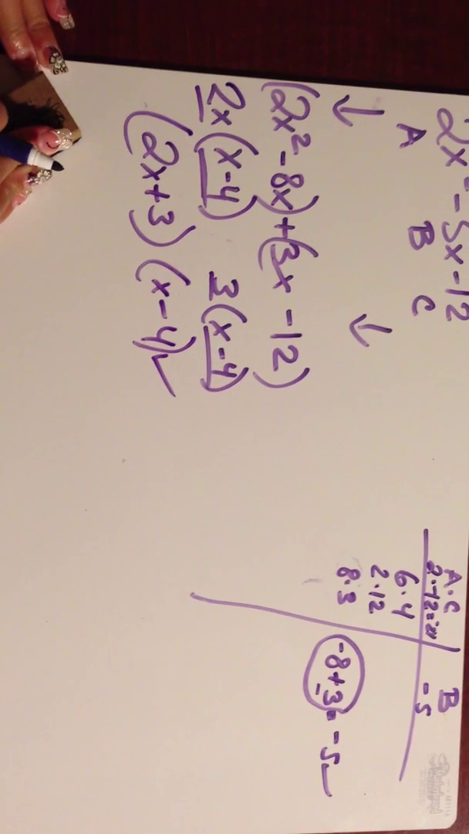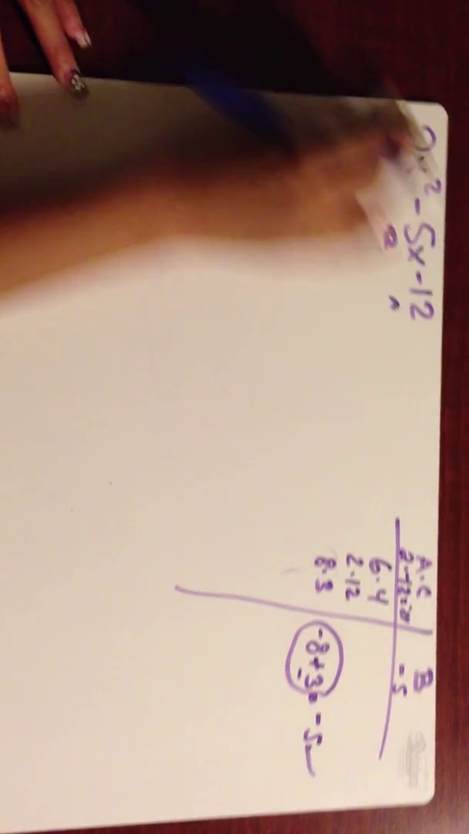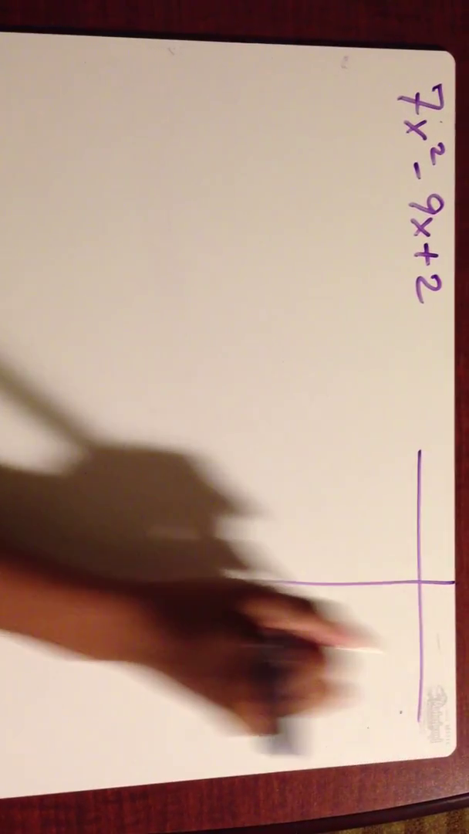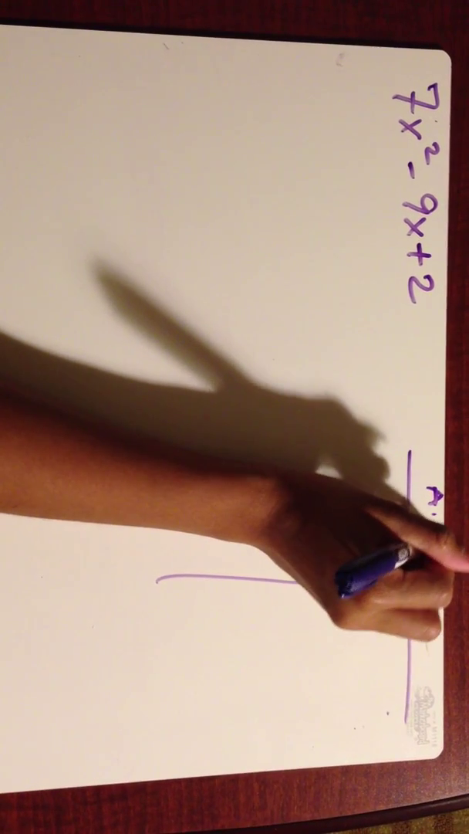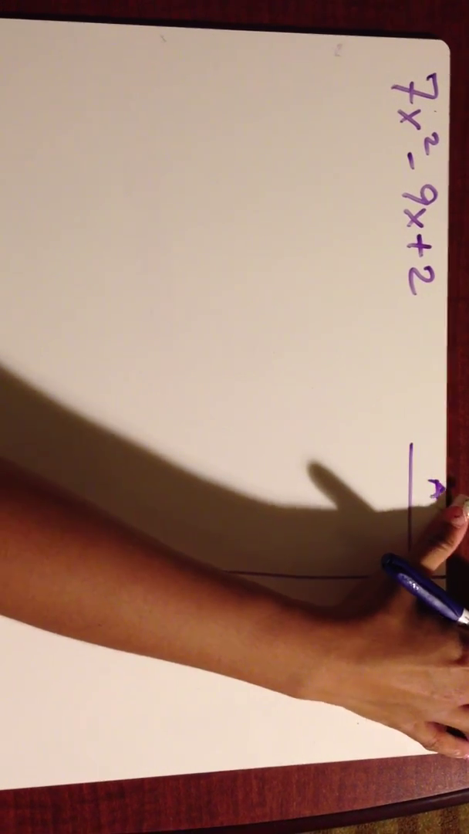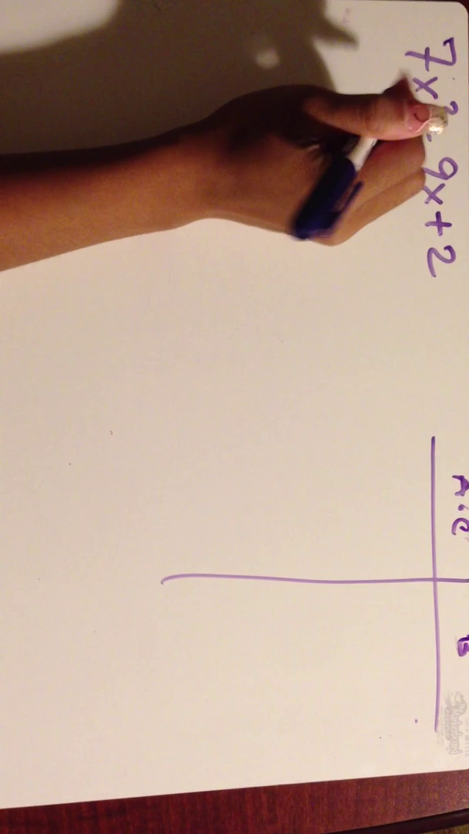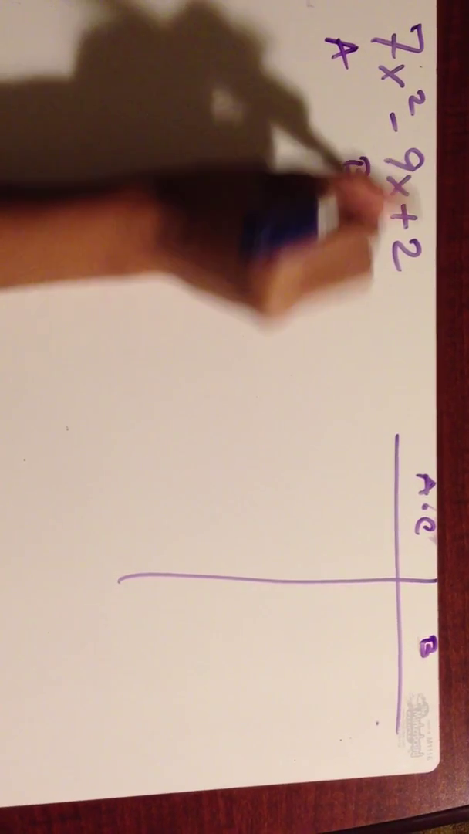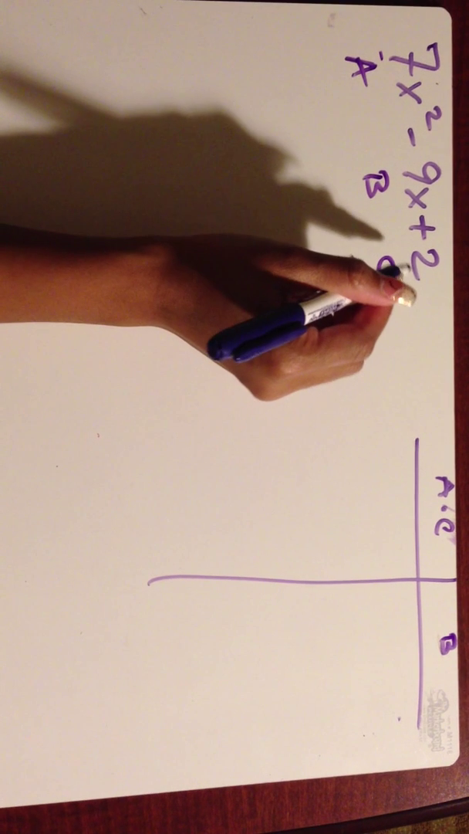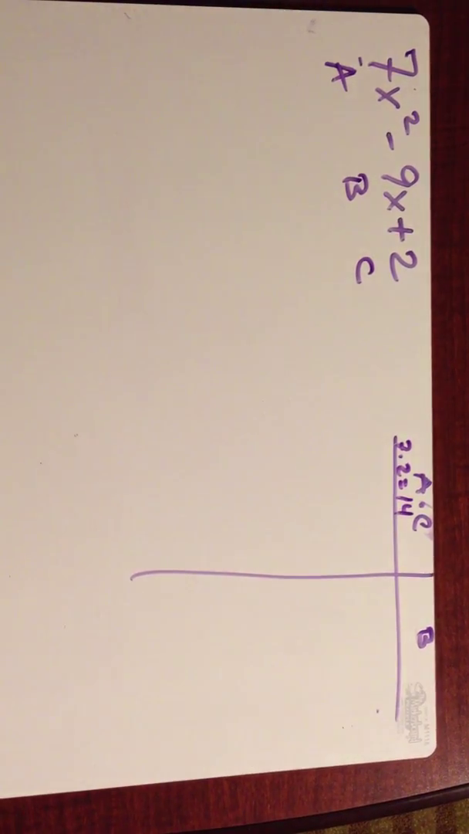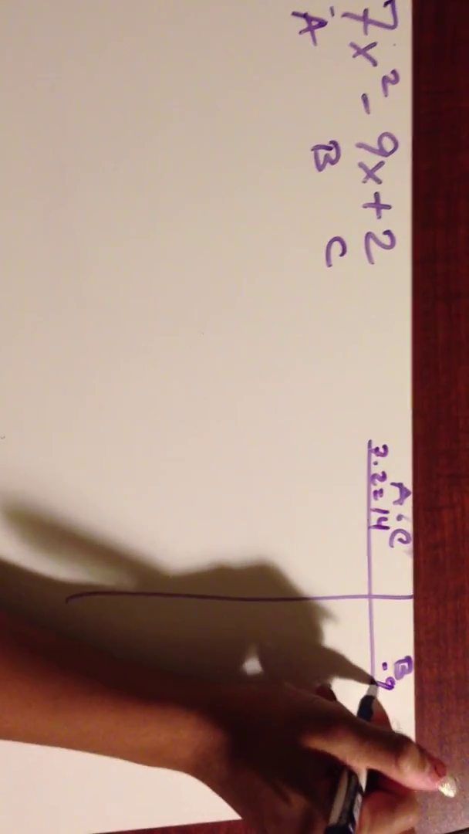Alright, one last example here. 7x squared minus 9x plus 2. Alright. Again, A times C. Boy, I always do that. B. Alright, and we know that, let's see, so it's 7 times 2 is 14, and B is just simply negative 9.